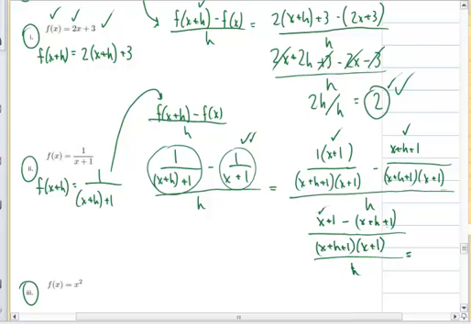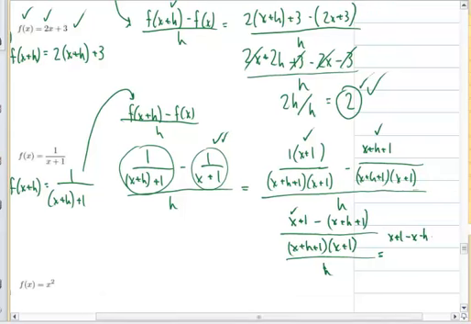So I have x plus 1 minus x minus h minus 1. That's just from working with this top part. I'm not going to touch the bottom part because that's like multiplying. You'll see in a second. I'm just going to leave that alone for a moment because I'm just going to focus on simplifying the top.